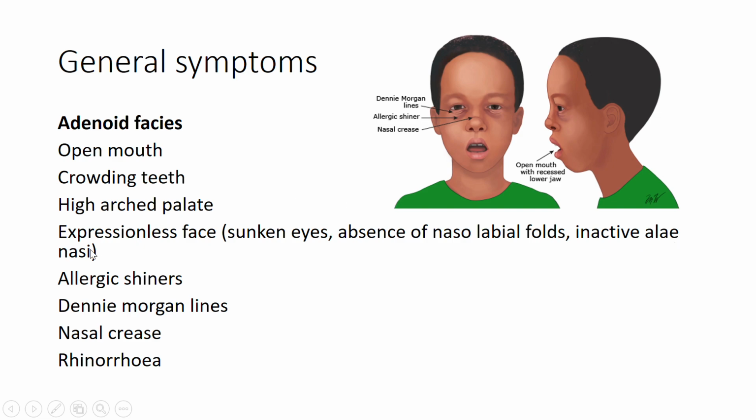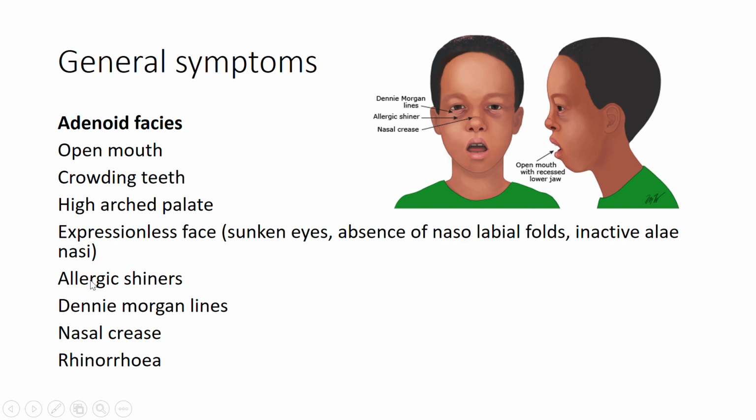Then inactive alae nasi. Alae nasi is nothing but the fold of the nose. As we breathe, sometimes there is some movement of these nasal folds, so this also becomes inactive. Now, one more reason for the child to have an expressionless face is the nose obstruction. The child finds it difficult to breathe, which can cause an interruption of his sleep, or the sleep may not be of good quality. So the child may be tired all the time.